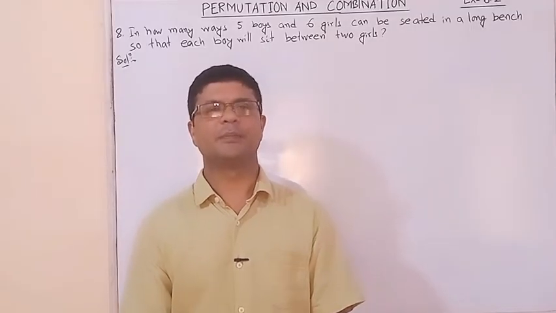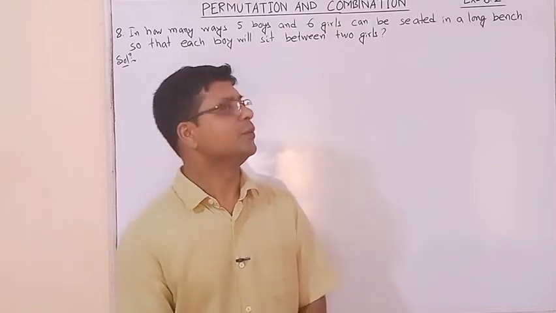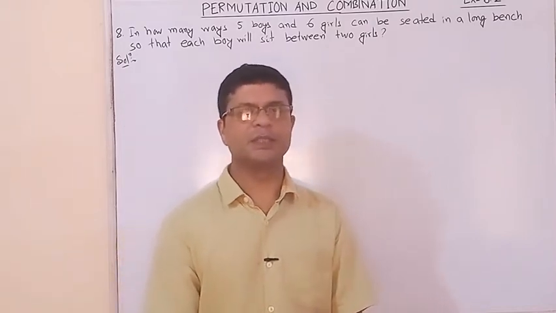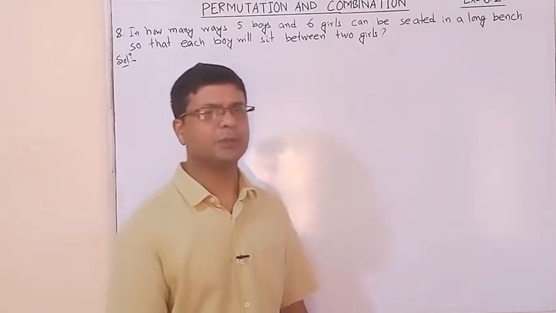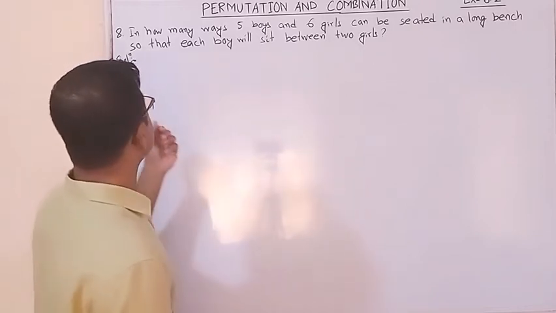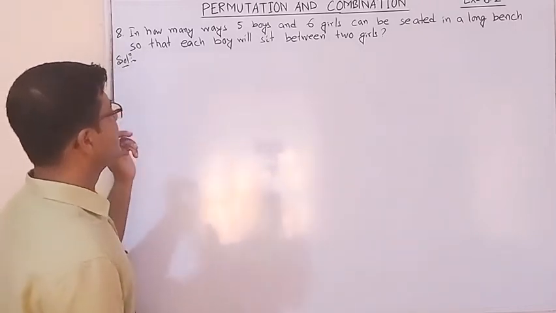We are in the chapter Permutation and Combination and we are in exercise 6.2. This is the second part of exercise 6.2. Now in this part, let us start from question number 8. Let us read the question.